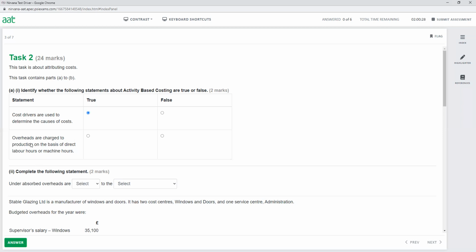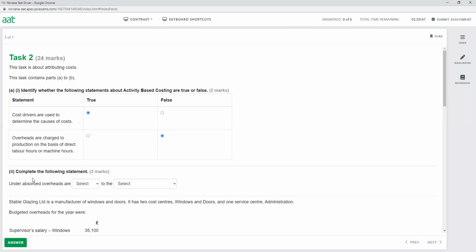The next one says overheads are charged to production on the basis of direct labor hours or machine hours. This is not necessarily true. Normally, overheads are charged based on direct machine hours or labor hours, but it is not mandatory. Overhead can be charged based on the number of units as well. So it's not always necessary that overhead has to be charged based on direct labor hours or machine hours. Normally we use that, but it doesn't have to be.